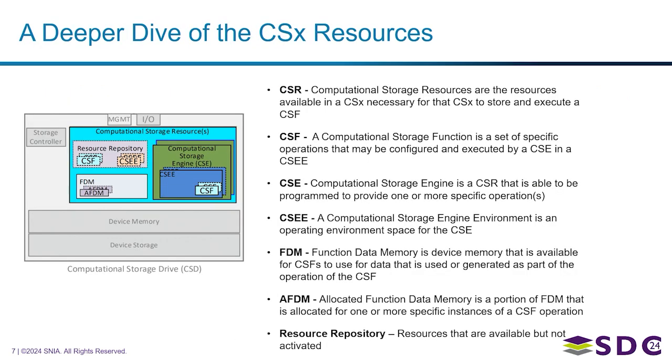All right, so the one thing that was common across all three of those architectural pictures is that teal-colored block that says computational storage resources. So let's take a little deeper look at that block, because that's kind of the key in the architecture for each of those. All right, so we have the computational storage resources, which are the resources that are available and necessary for a CSX to store and execute a CSF, or computational storage function. Okay, so what's a computational storage function?